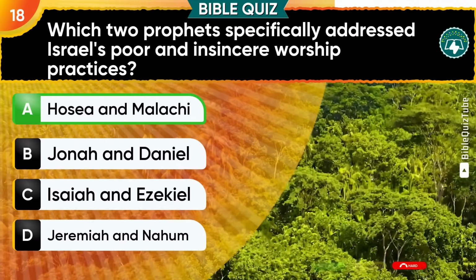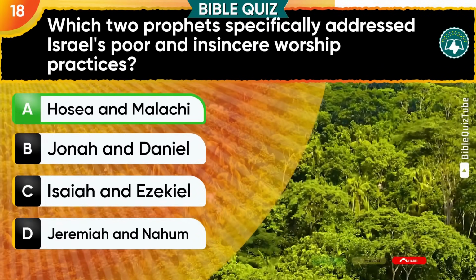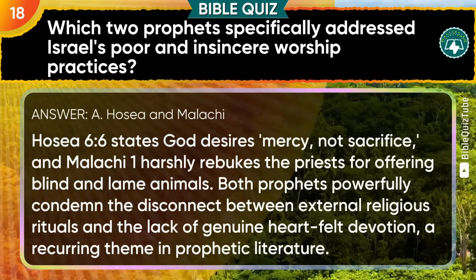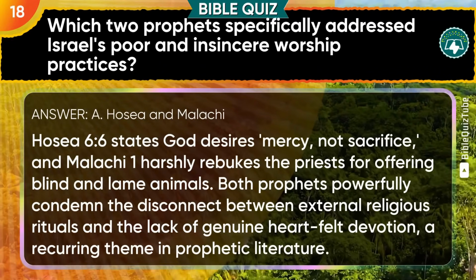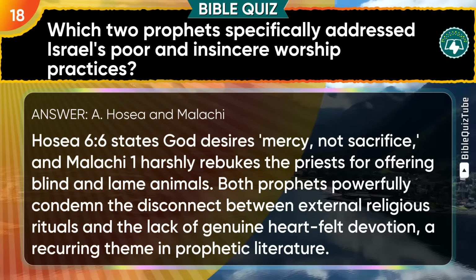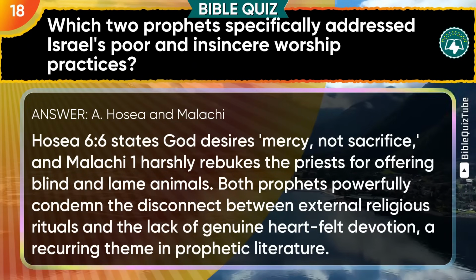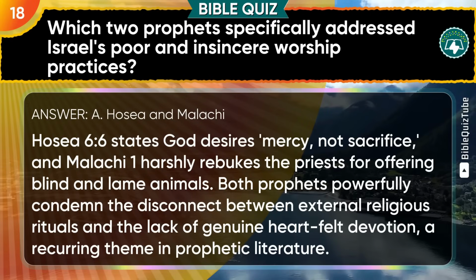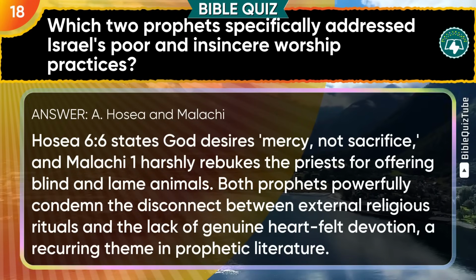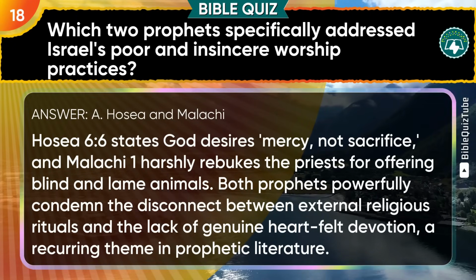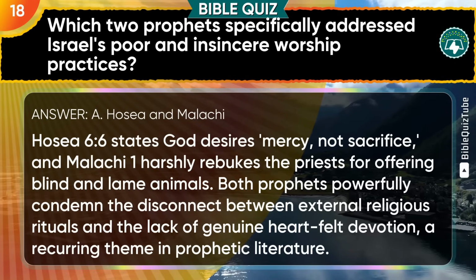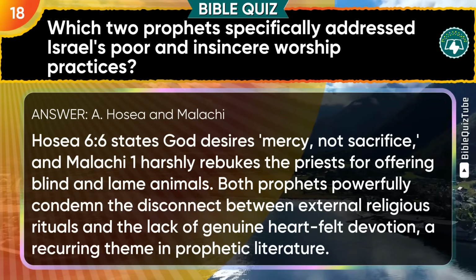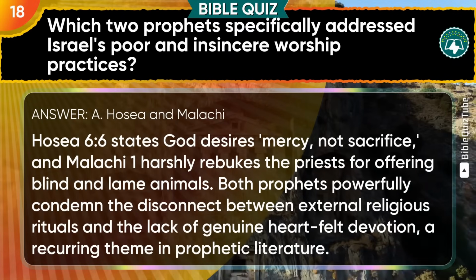Superb. The answer is A. Hosea and Malachi. The explanation. Hosea chapter 6 verse 6 states God desires mercy, not sacrifice, and Malachi chapter 1 harshly rebukes the priests for offering blind and lame animals. Both prophets powerfully condemn the disconnect between external religious rituals and the lack of genuine heartfelt devotion, a recurring theme in prophetic literature.